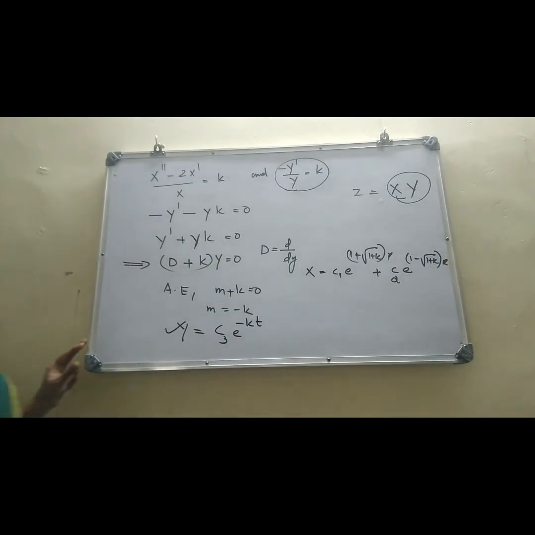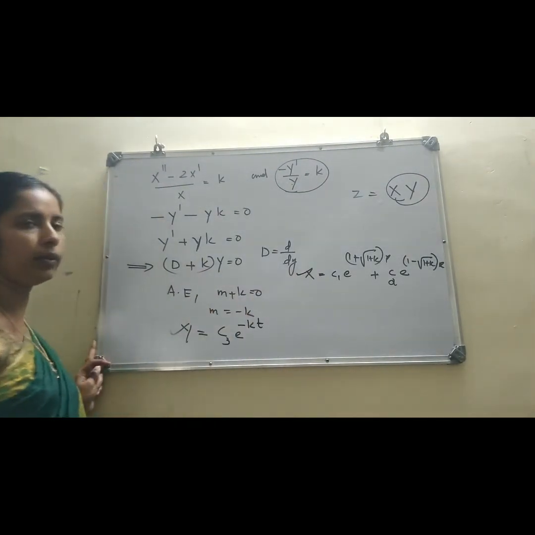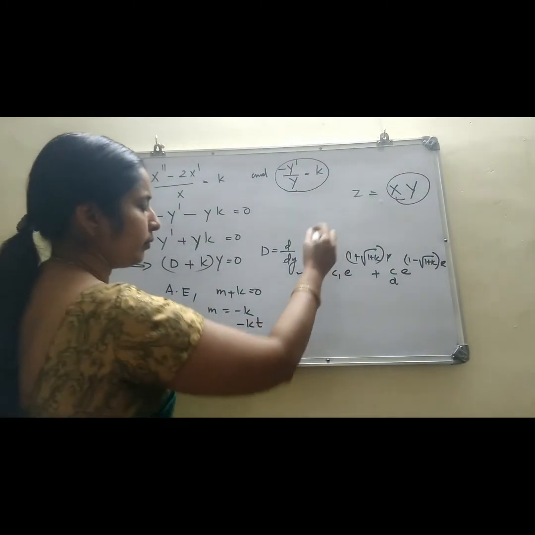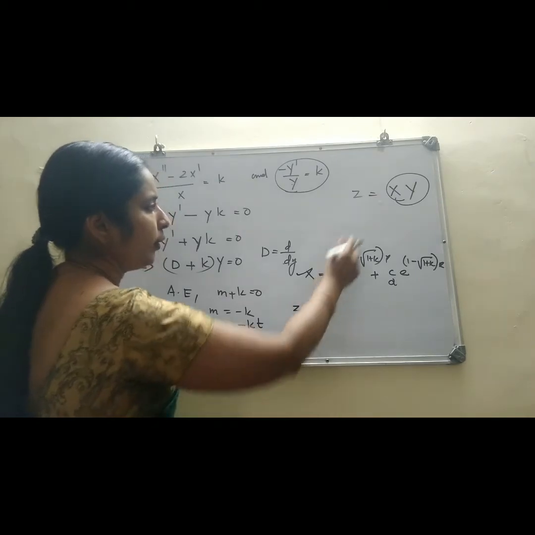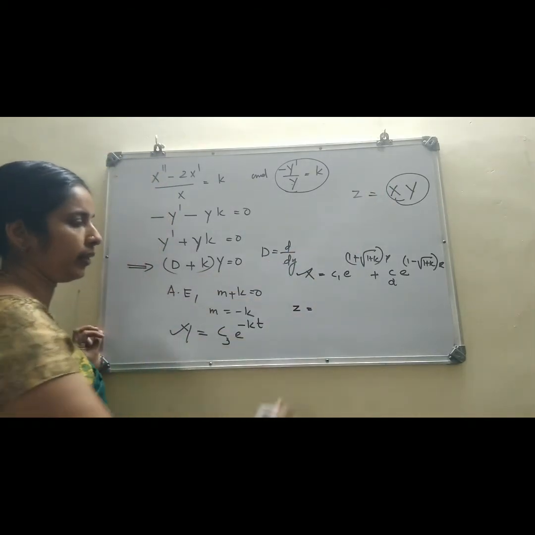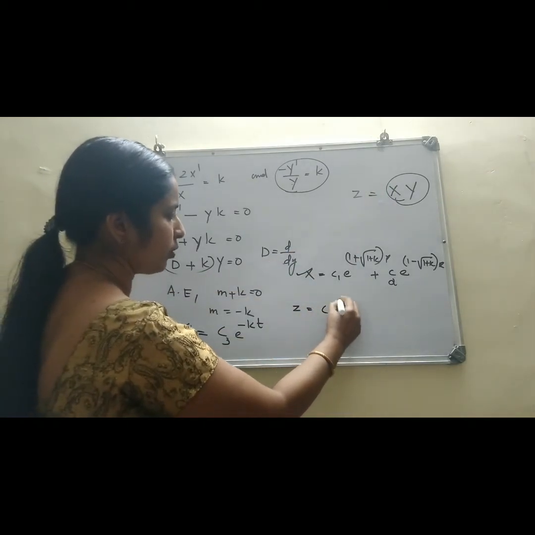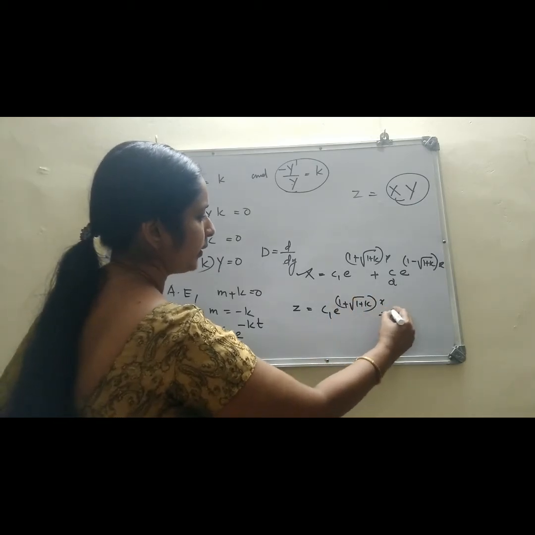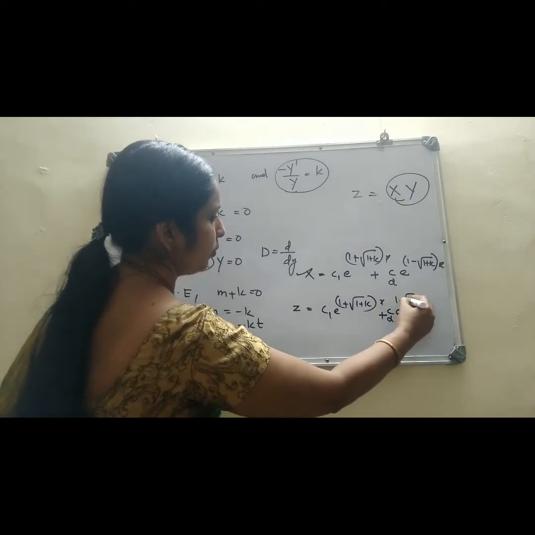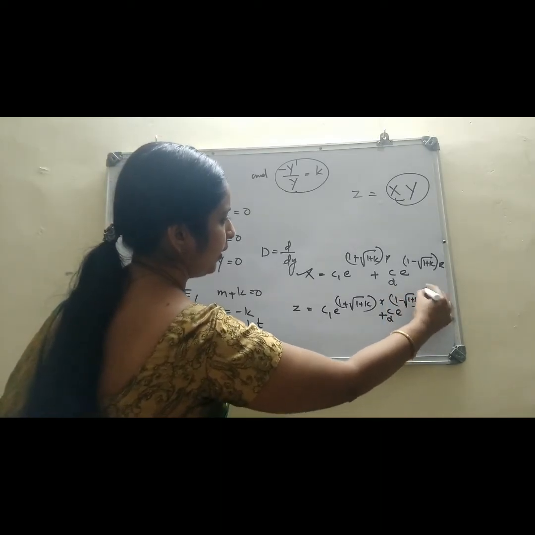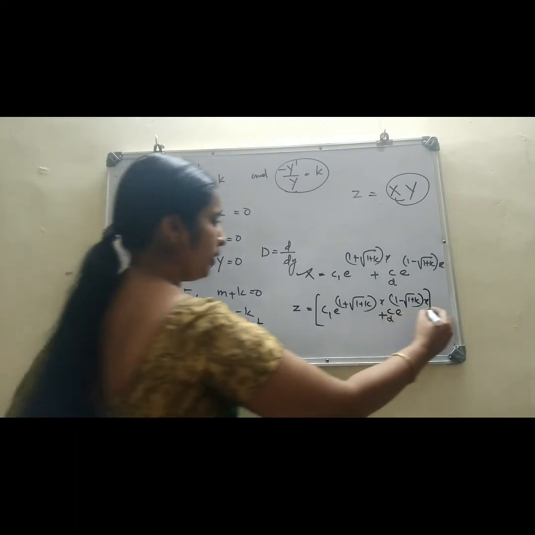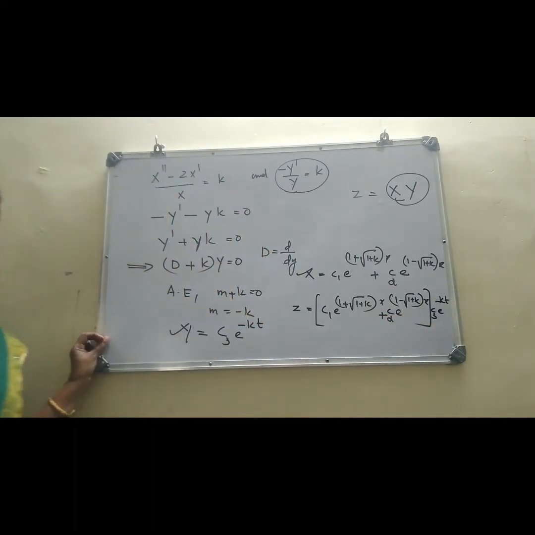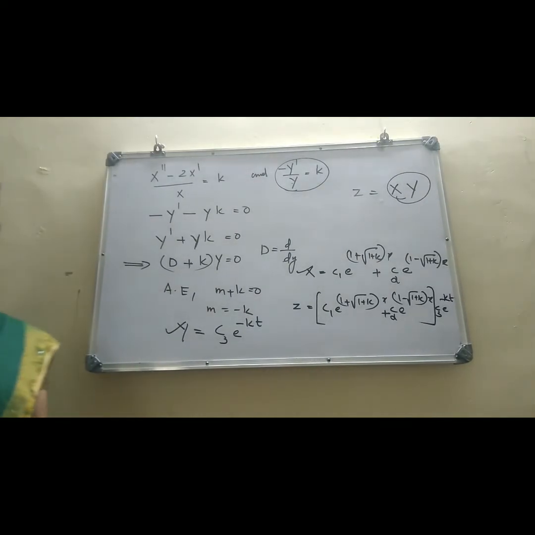So we have capital X and the capital Y. So the general solution of the given partial differential equation is z equal to X into Y. X is C1 e raised to (1 plus root 1 plus k) into x plus C2 e raised to (1 minus root 1 plus k) into x, into C3 e raised to minus kt. See, this is the general solution.